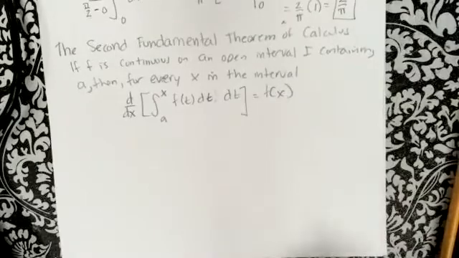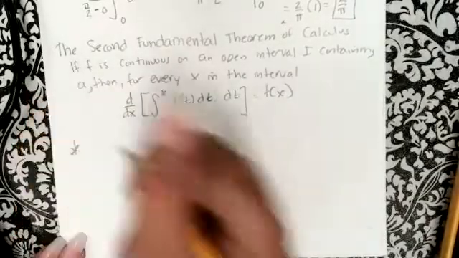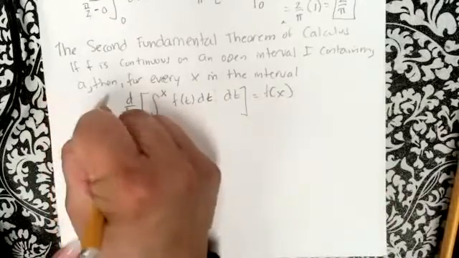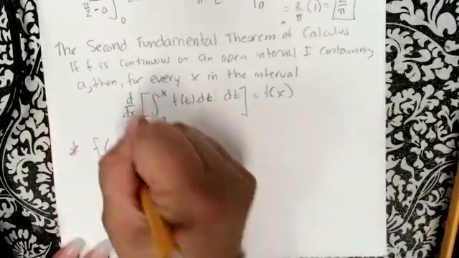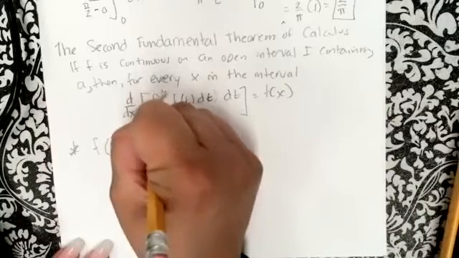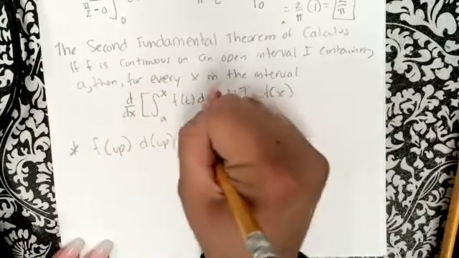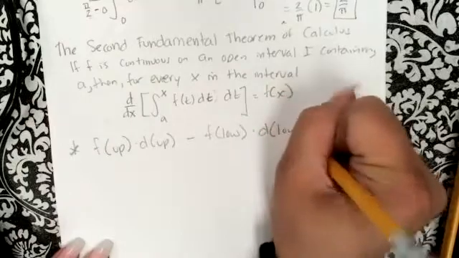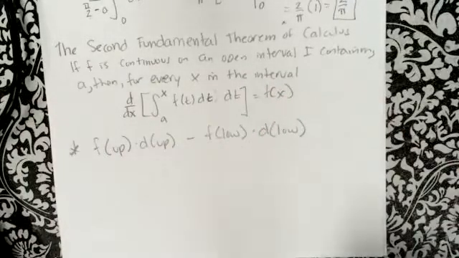Now there's a shortcut to this, okay? Now I'm not saying a bad word here. It's going to sound like a bad word though, okay? This is called fup dup flow dlow. Now let me tell you what each of these stand for, okay?